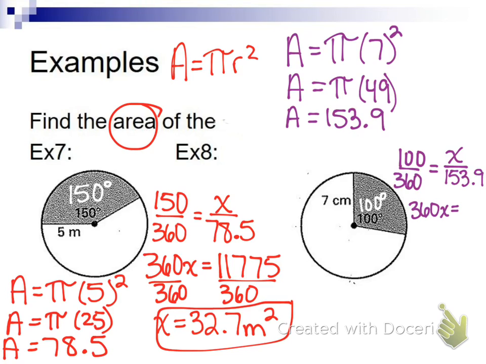360x equals 15,390. Yeah, we just have to move that decimal point 2 spaces. 15,390. It's getting a little squished. We divide by 360. Do we agree with 42.8? Yeah. What are my units? Centimeters squared. I do want units on a final answer if they put them in the problem.